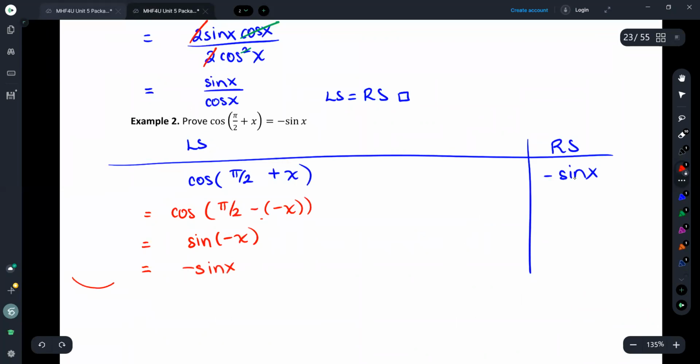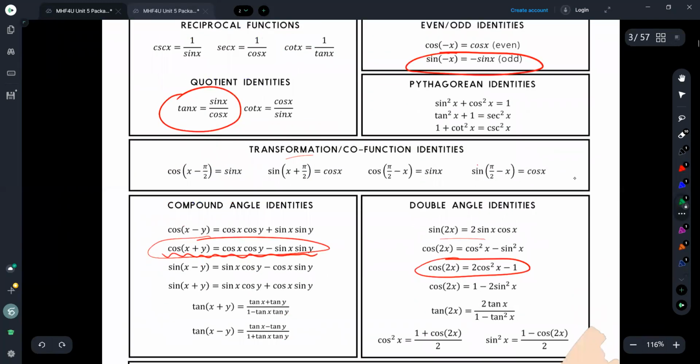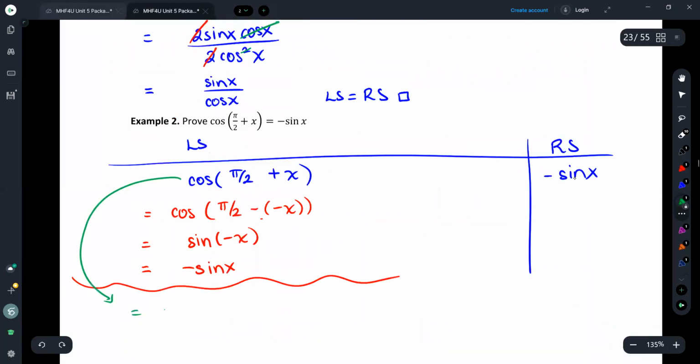Okay, the other option, which is what Sirwa suggested, is that we use this cosine compound angle identity, which will expand out into cos of the first thing times cos of the second thing minus sine of the first thing times sine of the second thing. So I could also have done cos of the first thing times cos of the second thing, oh sorry, it's actually minus sine of the first thing times sine of the second thing.